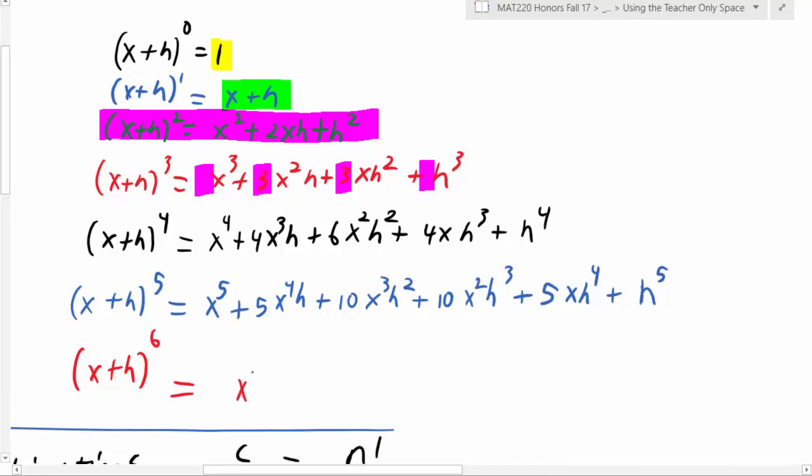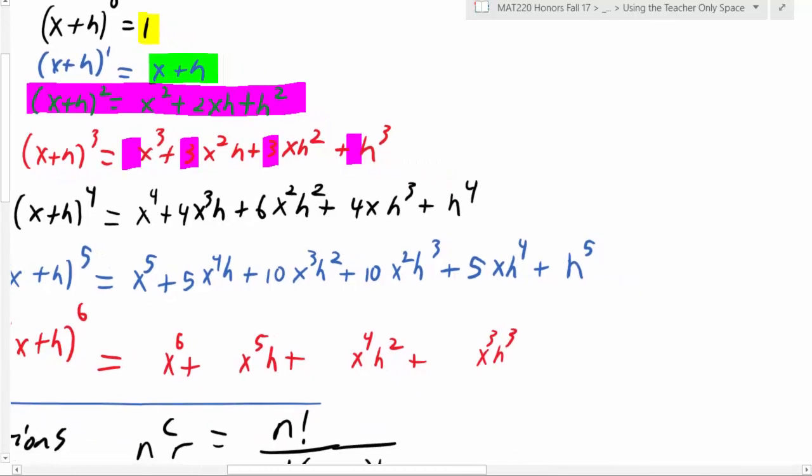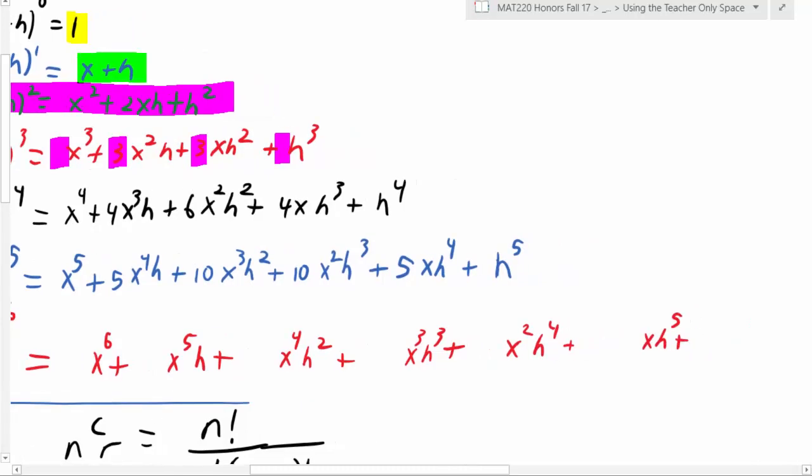So I know it's going to count down. So I'm going to start with x to the sixth, then I'm going to have x to the fifth, h to the first, because that counts up, plus x to the fourth, h to the second, plus x cubed, h cubed, and I'm also keeping in mind these have to add to make 6. x squared, let me leave a little space there, x squared, h to the fourth, plus x h to the fifth, plus h to the sixth.